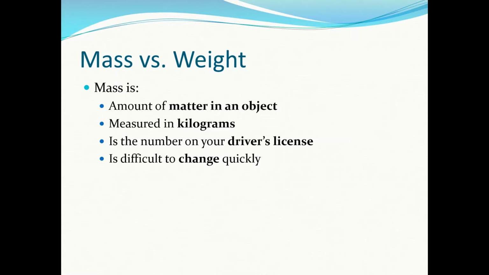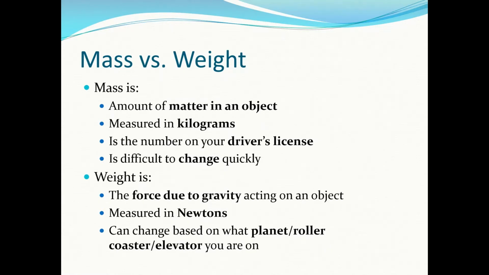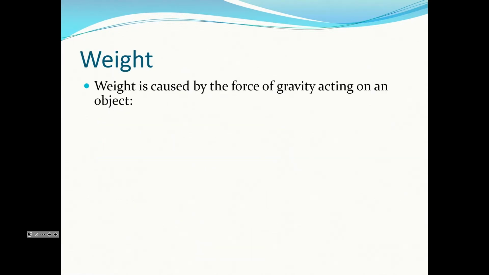Now weight is different. In everyday life, mass and weight are interchangeable, but in physics they're not. So weight is the force due to gravity acting on an object. It's measured in newtons, and it can change based on what planet, roller coaster, or elevator you are on. Okay, so weight is caused by the force due to gravity acting on an object.